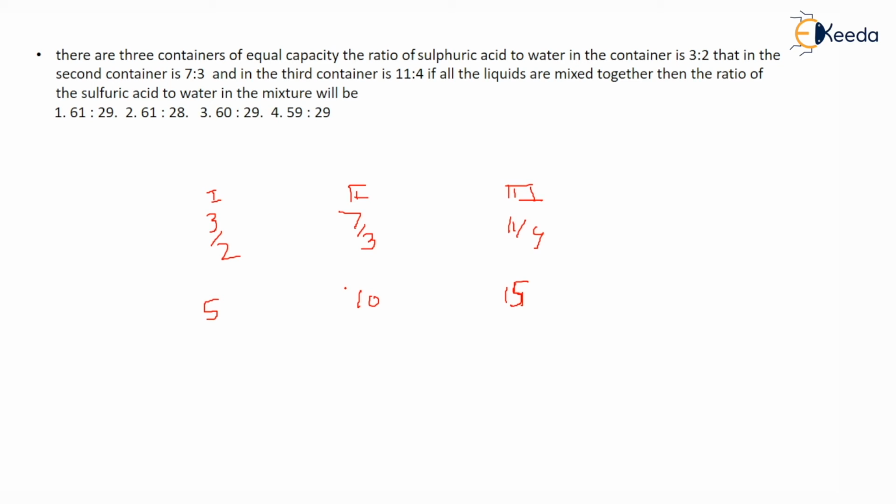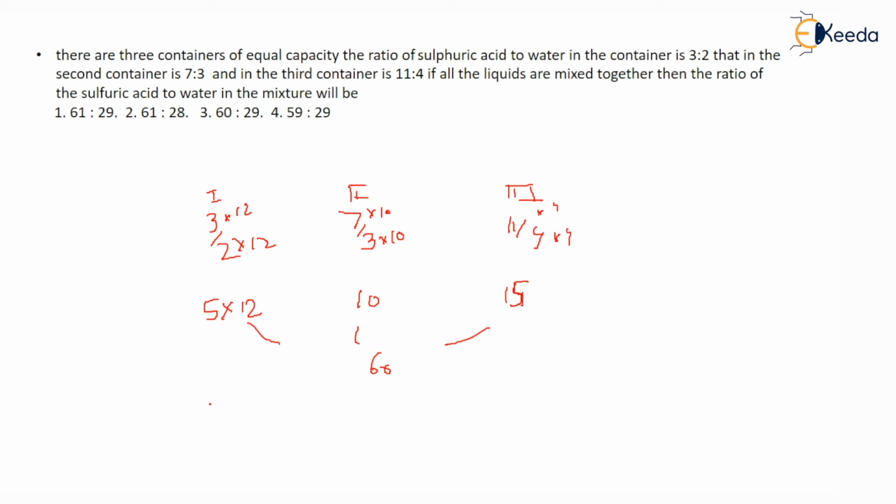So you cannot compare unless and until all the quantities are the same. To make it the same, I have to think of a number which is common to all these three. So 60 is a number. So to make 5 into 60, I have to multiply it by 12. So the first container is multiplied by 12, that means this also needs to be multiplied by 12. The second container is multiplied by 6, so this also needs to be multiplied by 6. The third container needs to be multiplied by 4, so this also needs to be multiplied by 4.